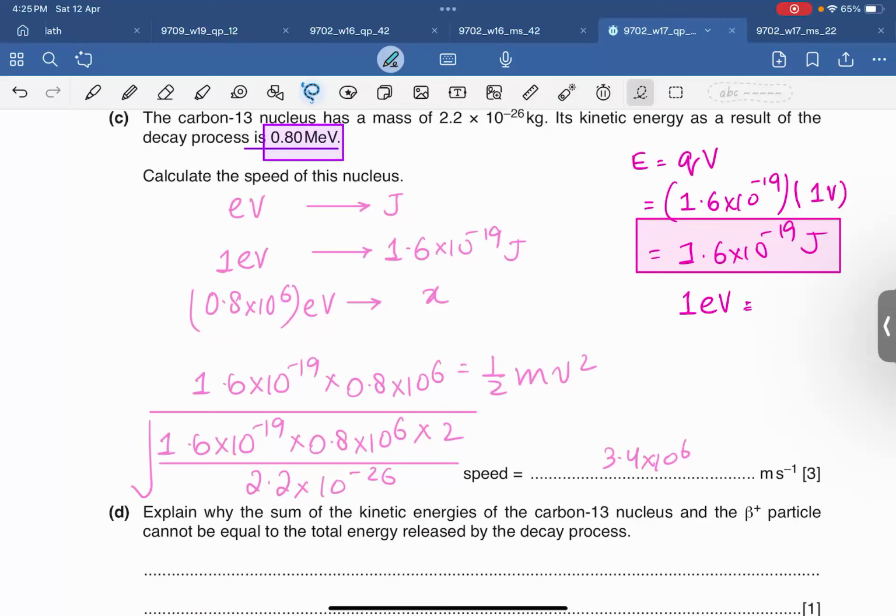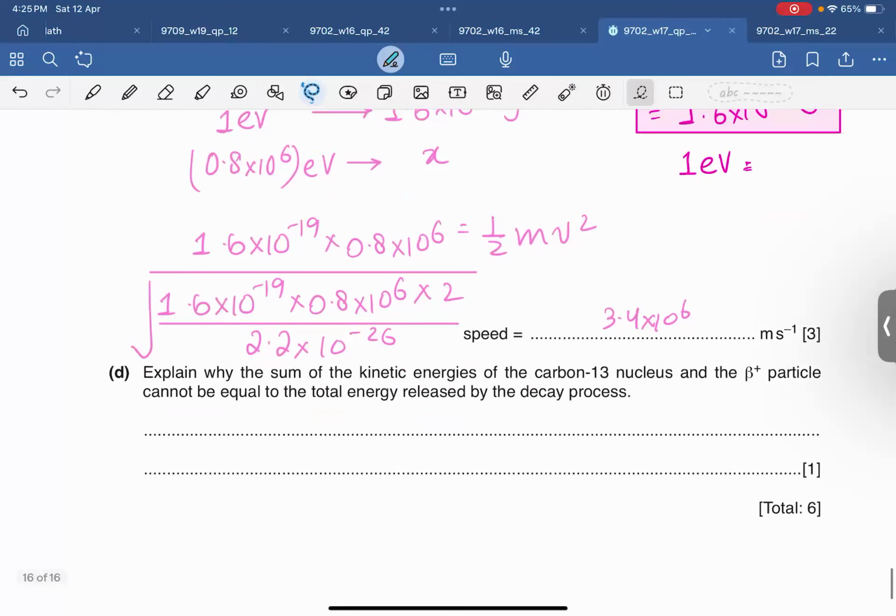ओके फाइन. अच्छा जी, तुमसे कह रहा है कि explain why the sum of the kinetic energy of the nucleus and the alpha particle cannot be equal to the total energy of the decay, because there will be some energy carried by the neutrinos in this reaction, right?